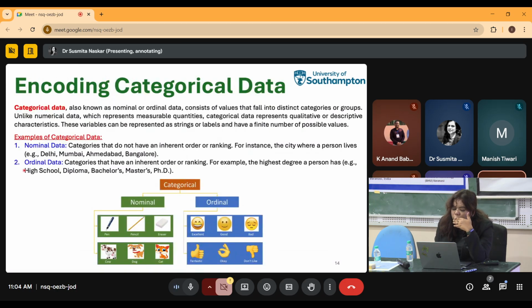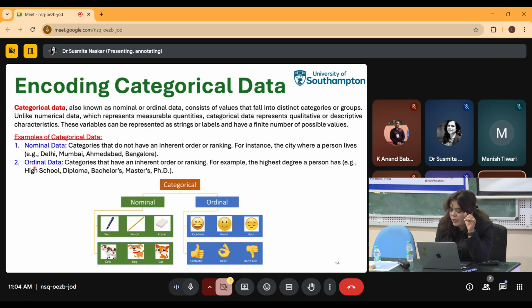And now if you look at the other one, this is something where we also use categorical data. Categorical data is a variable that describes groups or levels, not magnitude. Most ML models need numbers, so we must encode these categories, right? So there are two types, and generally we try to define it.